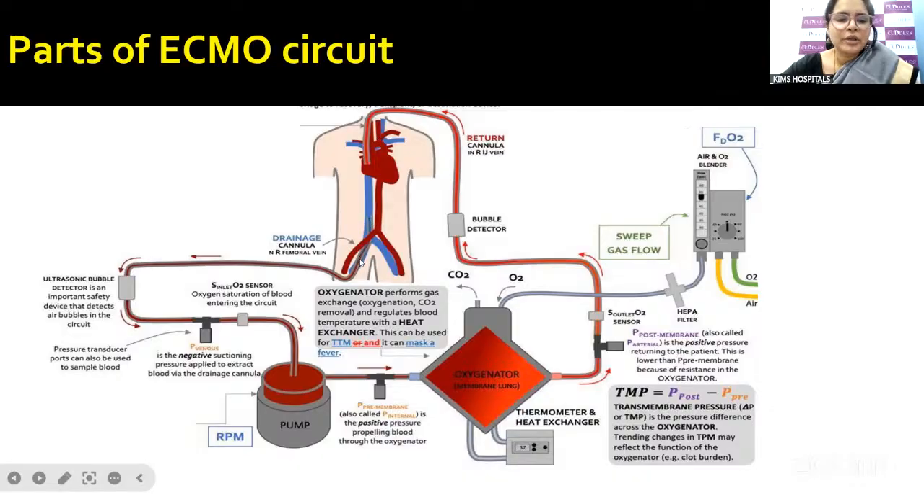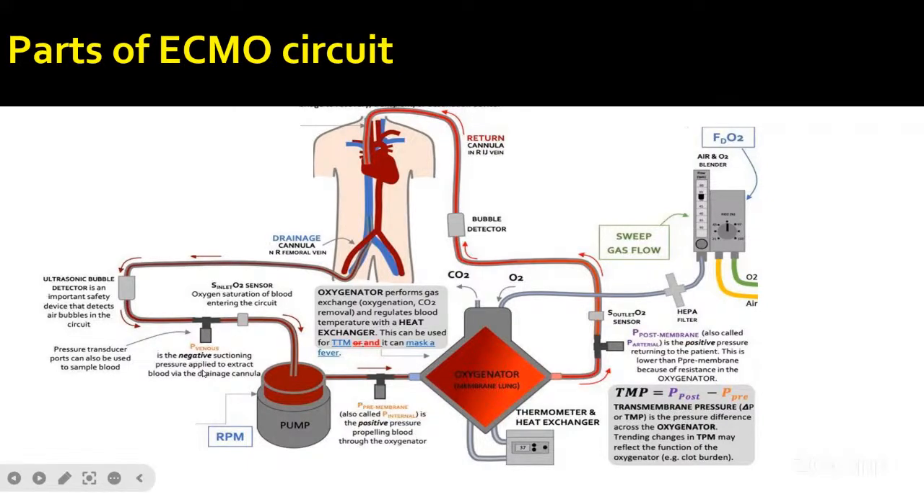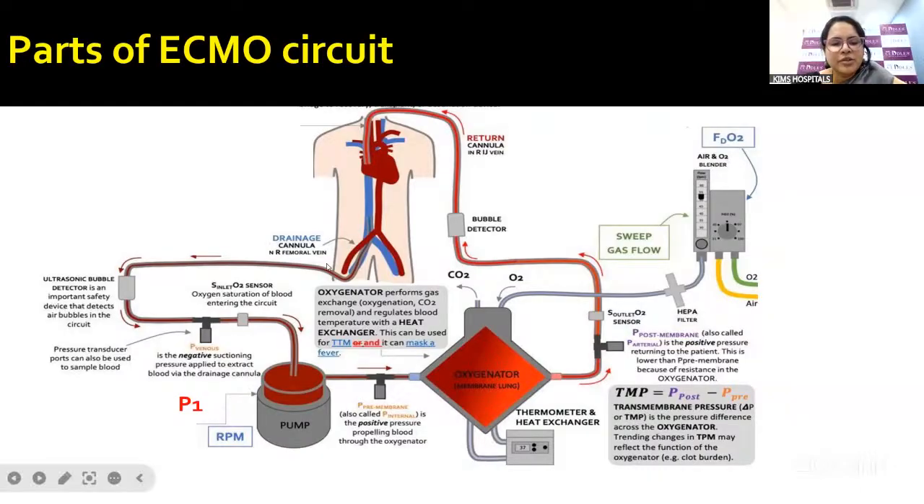So the drainage cannula here is in the femoral vein. This passes through an ultrasonic bubble detector, which is a safety mechanism to remove any air bubbles in the circuit. Then we come to the venous pressure, which is also called P1. As we understand, venous pressure is usually 0 or negative pressure. So this pressure is generally negative. It refers to the negative suctioning pressure that is applied to extract blood via the drainage cannula.